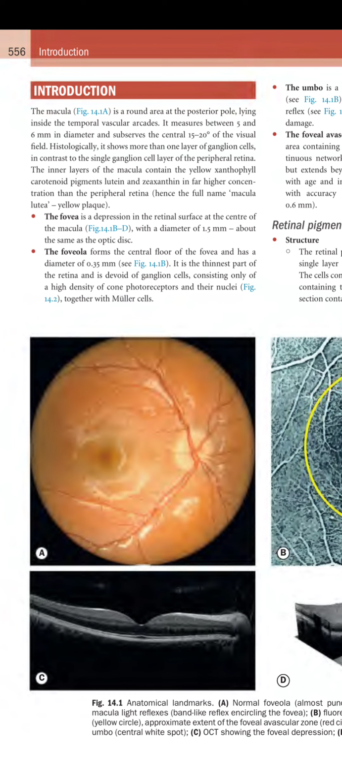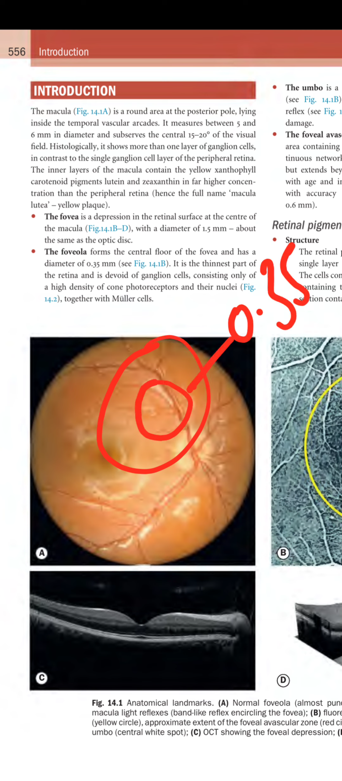Then there is the foveola, which forms the central floor of the fovea and has a diameter of 0.35 millimeters. It is the thinnest part of the retina and is devoid of ganglion cells, consisting only of a high density of cone photoreceptors and their nuclei, together with Müller cells. So inside the fovea there is a foveola, which is the thinnest part and contains just the cone receptors and their nuclei.